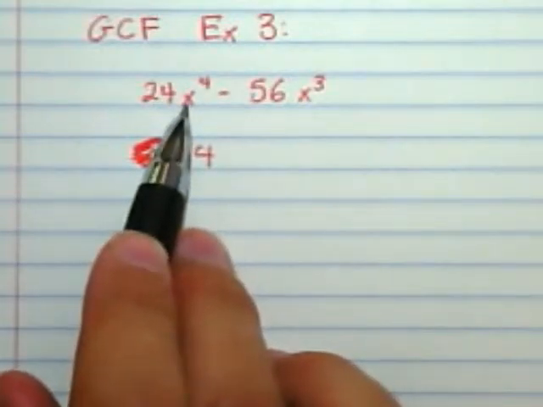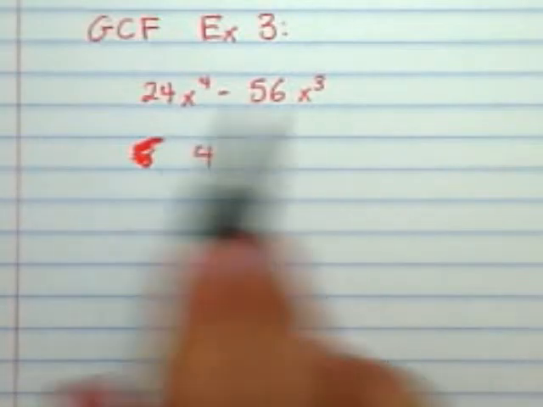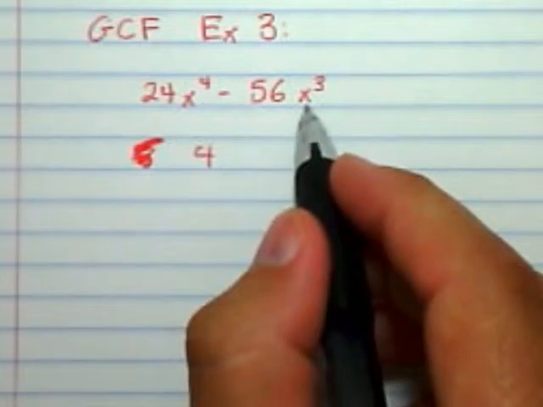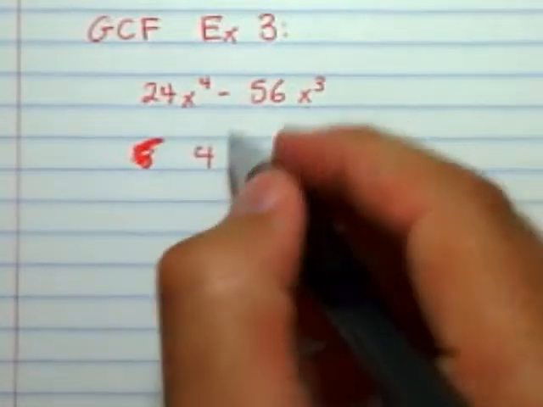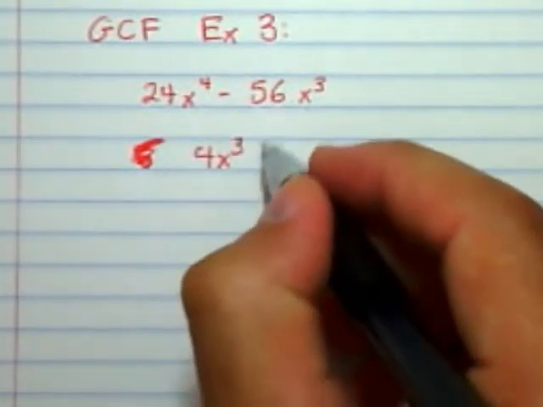We know that we have x to the fourth, and we have x to the third. Well, what's the highest variable that comes out of both of those? Well, we can pull 3 x's out of x to the third, and we can also pull 3 x's out of x to the fourth. So we're going to pull out x to the third. What are we left with?